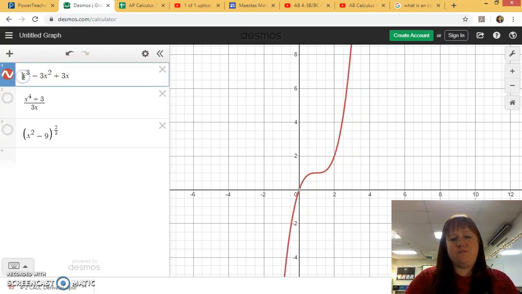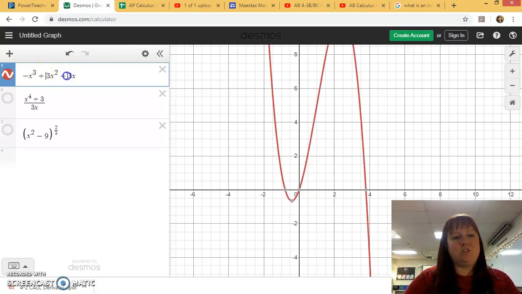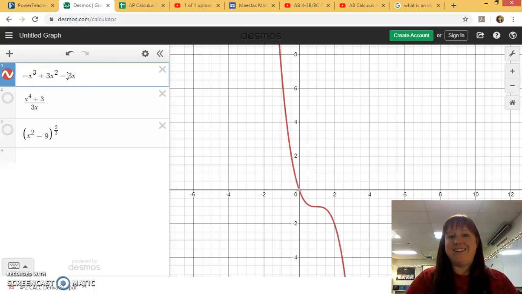Let's see if... Nope, that didn't do it. I wonder if we change all of these signs. Aha! This would also be a strictly monotonic function. Do you see how it's always decreasing? And then it flattens out and it's decreasing again. So again, here's our critical number right here. Our critical number is at x equals 1. But it's actually not a relative min or max. That's why we test them every time, because it may or may not be a relative min or max.